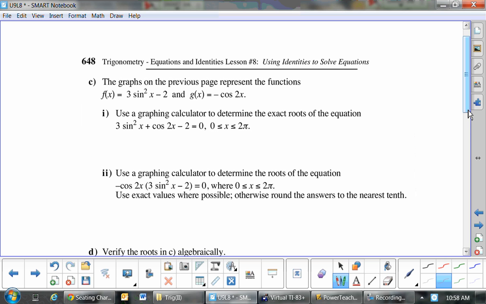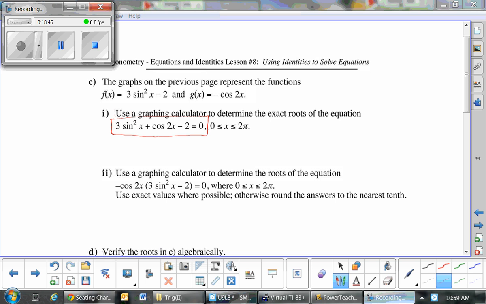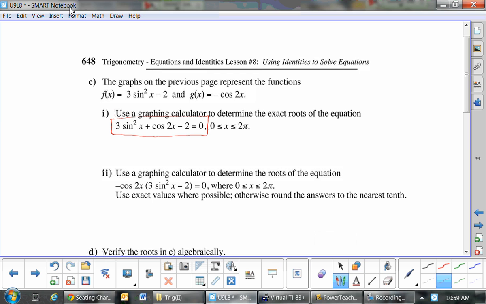Now, question number C1. We're going to do this question. It says, use your graphing calculator to solve this. And I actually want to do that with you, because that's probably the biggest question I get when I'm walking around: how do you do this in a calculator?